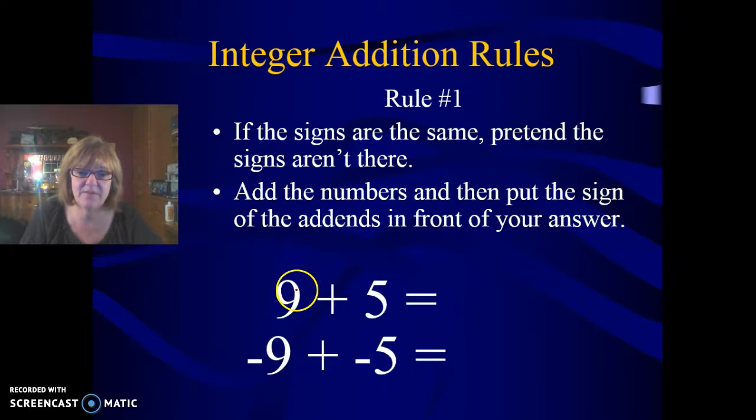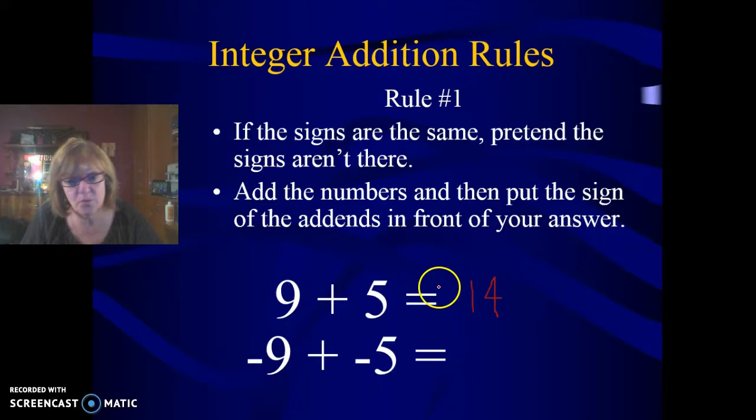So for instance, we have 9 plus 5. They're both positive. So what is 9 plus 5? You're not here to do it for me. 14. And what are they? They are positive. So do we put a plus in front of it? Yeah, we could. Do we have to? No, we don't. Because if it's no sign in front of it, it's a positive.